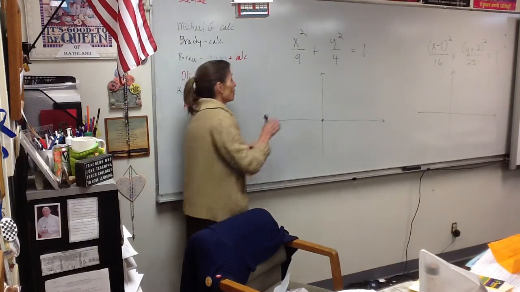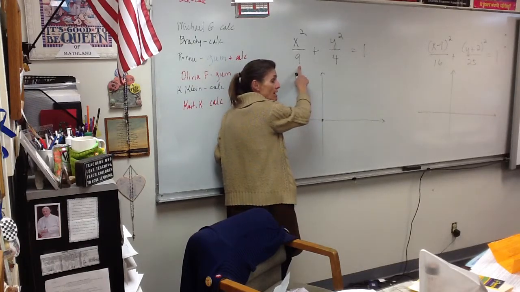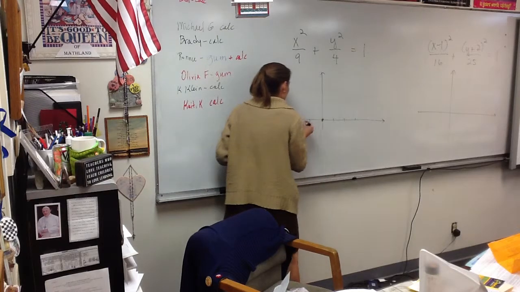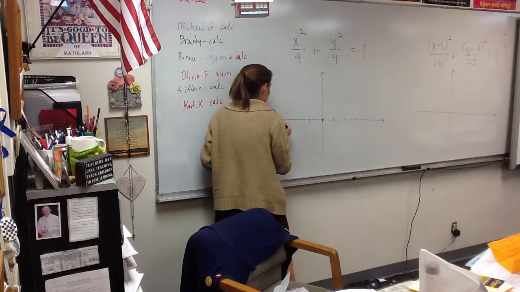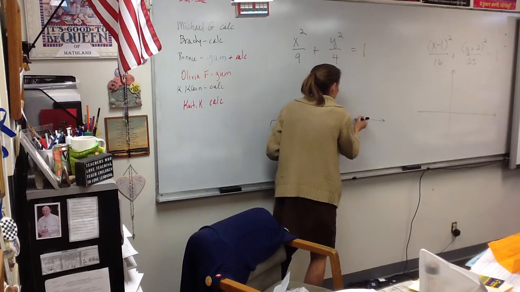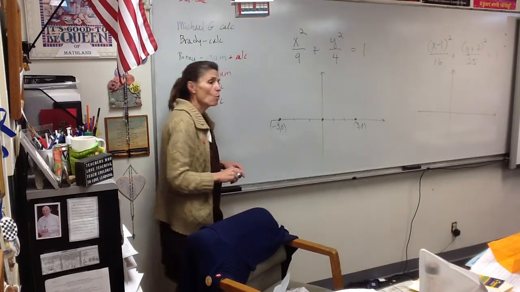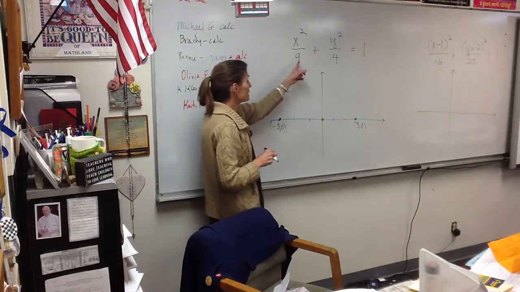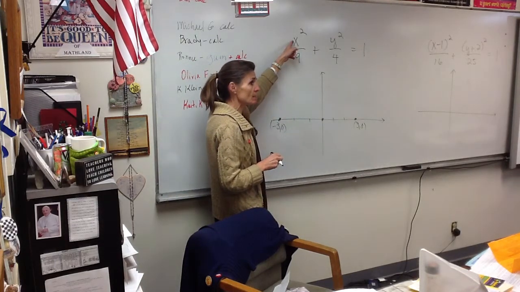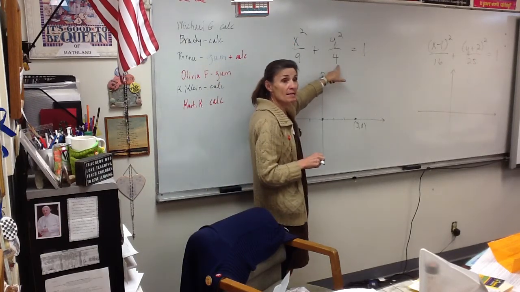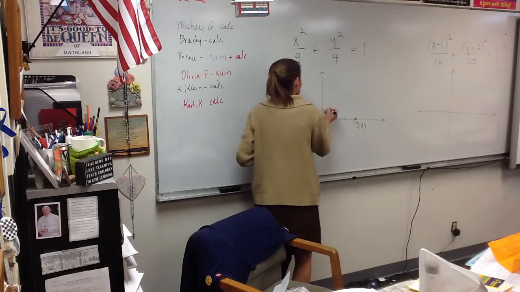Now, what did we do with this 9? We counted sideways 3. And from the center, we started at the center and counted sideways 3. Why were we counting sideways? Because the 9 is under the X. Now we're going to count up and down 2.